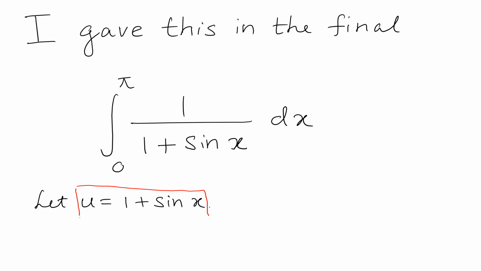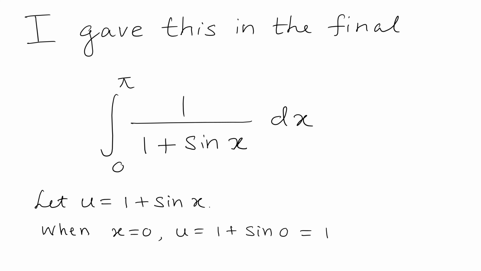And you can see that is the function in the denominator. When you look at the value at x equals 0, u equals 1 plus sine 0, which equals 1, because sine 0 is 0. And when x equals pi, since sine pi is also 0, you again get 1.